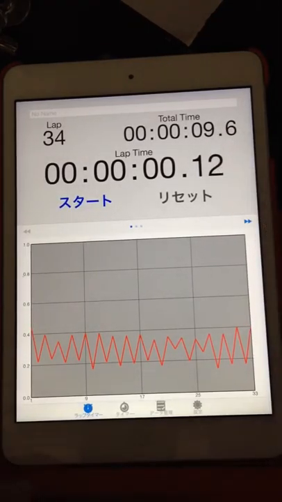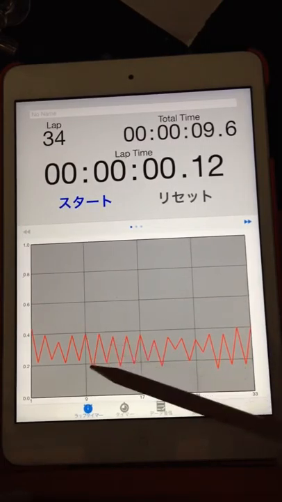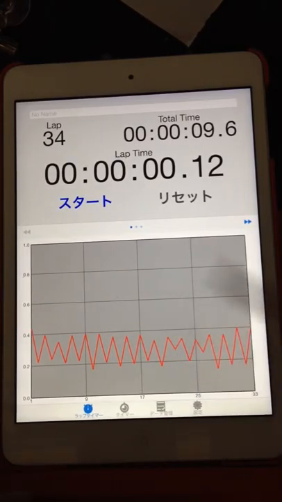Today, 9.6 seconds divided by 3 4 laps multiplied to equal 5.56 seconds for 1 beat front and back. A strongest bounce. This.